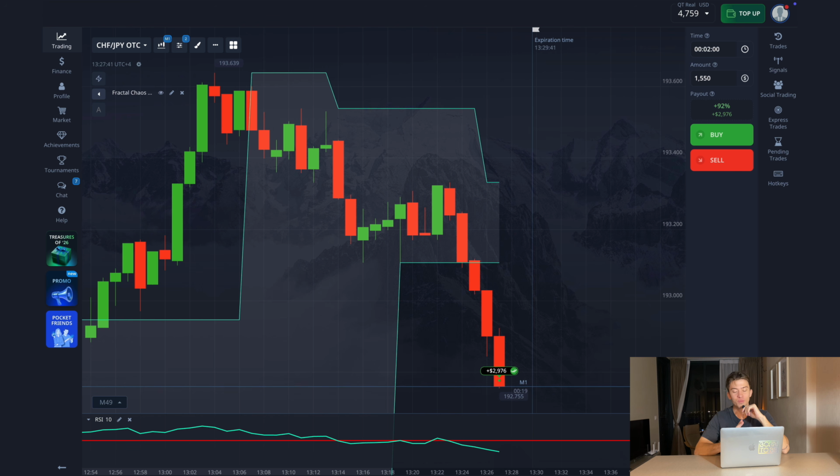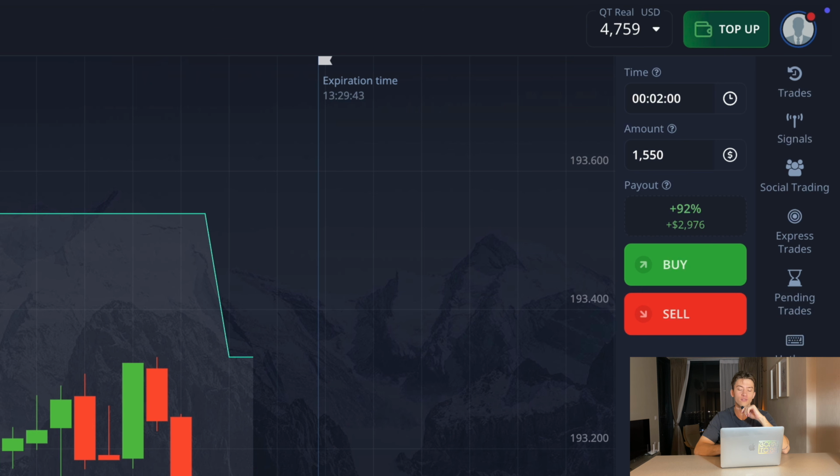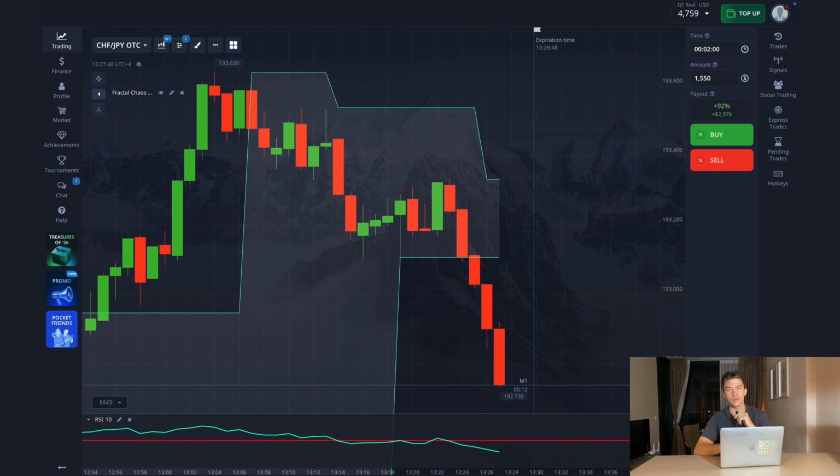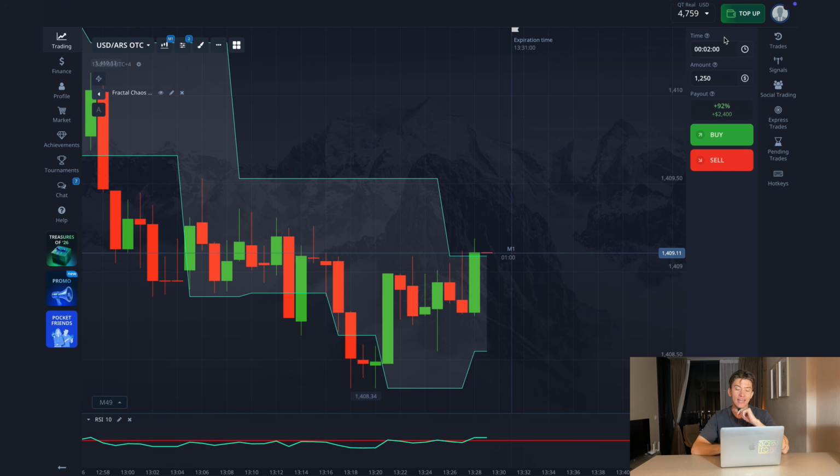The setup worked perfectly. I lock in $1,426 in profit and continue monitoring the market. A few minutes later, a new entry opportunity appears. Expiration is 2 minutes and I open a buy trade for $1,250. The market confidently starts moving up and this is immediately reflected in the candles.